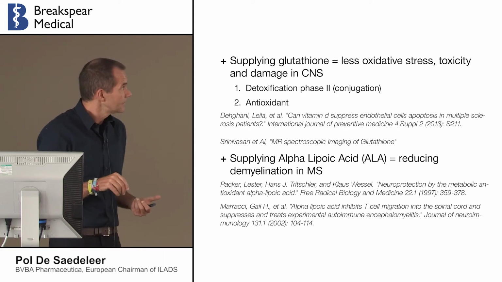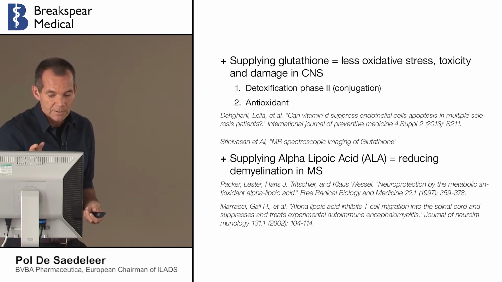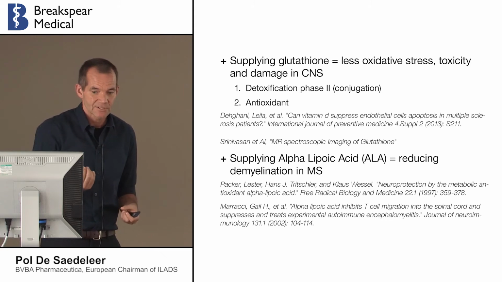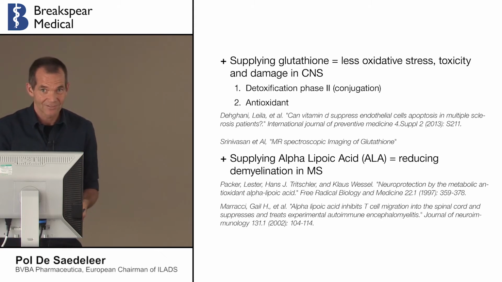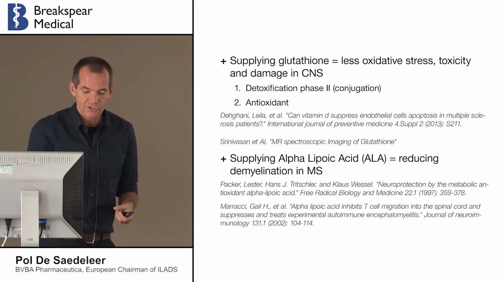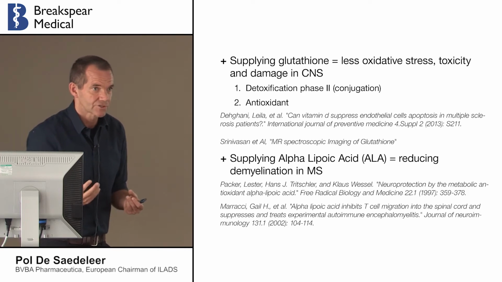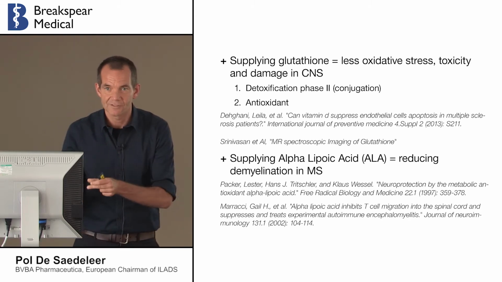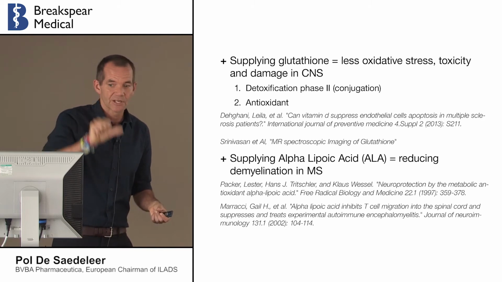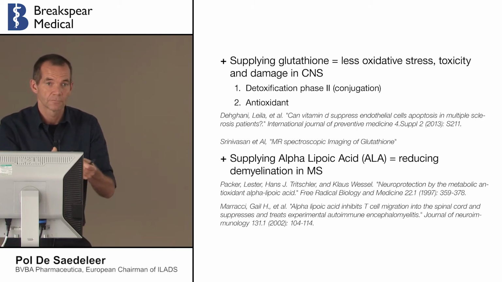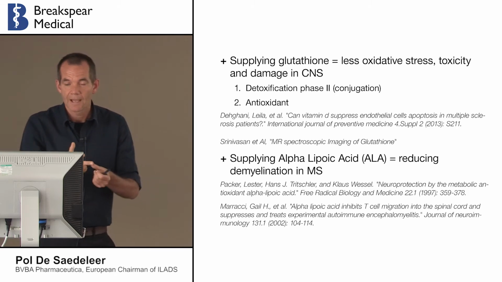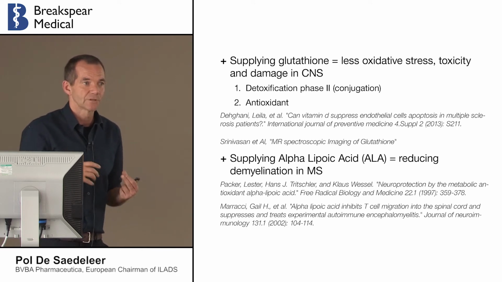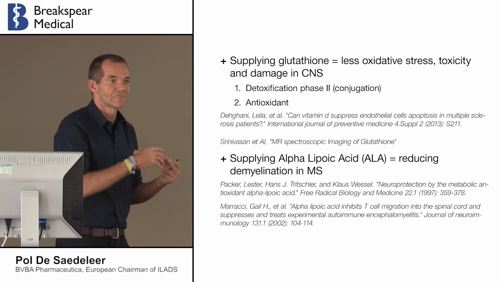And in this study, we see that after 2 weeks, the levels of glutathione in red blood cells are increased with 27%. And also our natural killer cell function is improved with 152%. So glutathione works on different levels. Improved detoxification, improved immune response. And it's also interesting to know that glutathione is also a powerful antioxidant, so less damage from free radicals.